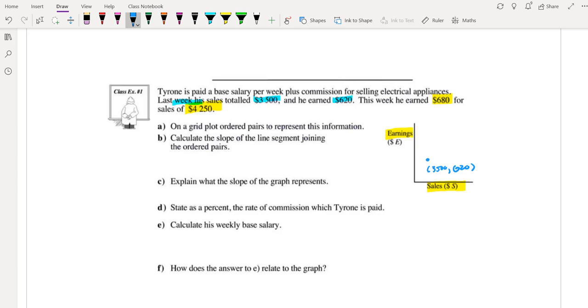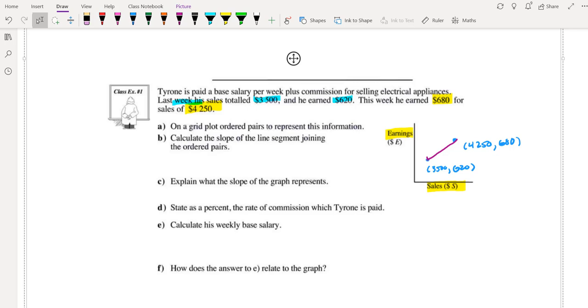In the next week, his current week, his sales were greater, so we're going to the right, $4,250, and he earned even more, so we're going to do a dot, maybe something like here. So our x value was $4,250, and our y value was $680, right? Then we're just going to connect the dots, right? So these dots represent our line, right?